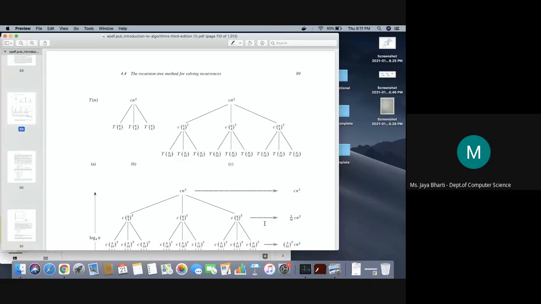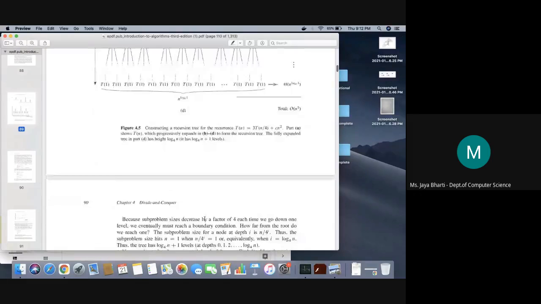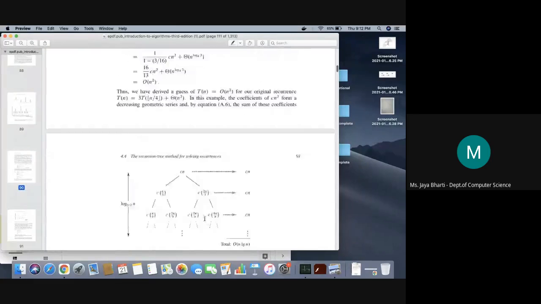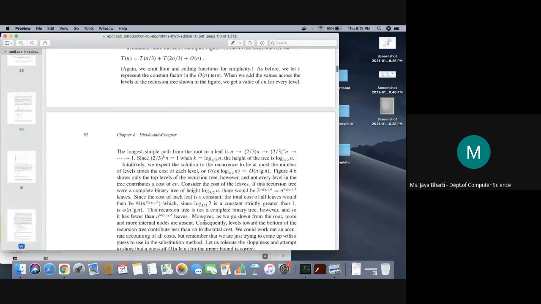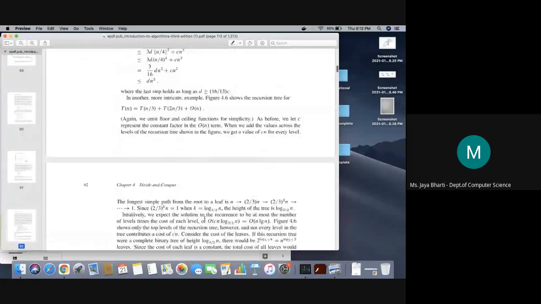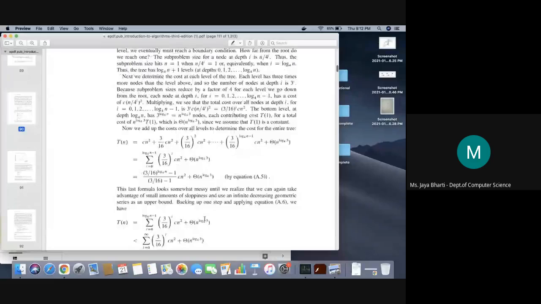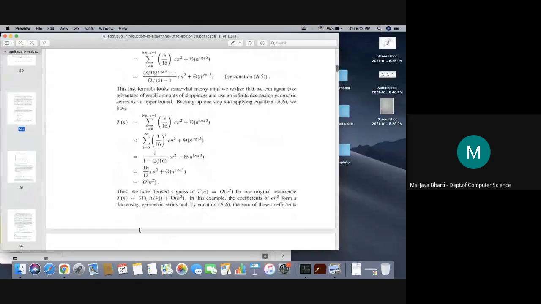Then what you can do, you can write the cost of the whole recursion tree and write this step. Write this step when you are adding all these steps, and then you can simply write like this. After solving everything, you are getting the cost like this. So thus we have derived the guess of T of n is equal to big O of n square for our original recurrence relation.